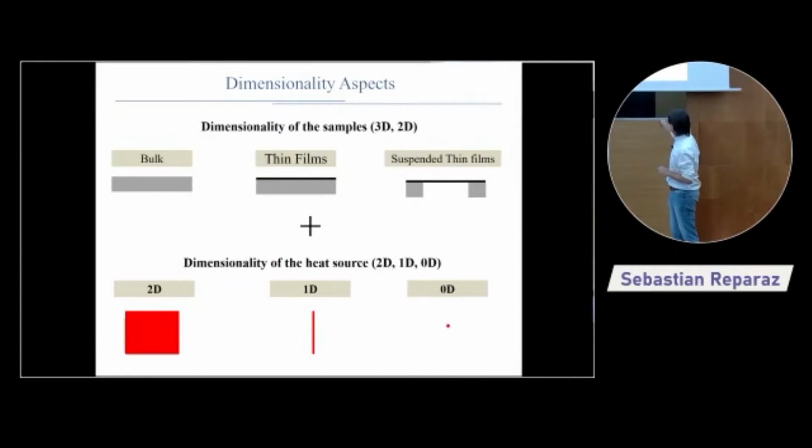But then it has a key role, and you will see in a couple of slides why: the dimensionality of the heat source. Even if this is a two-dimensional heat source, a one-dimensional heat source, or a zero-dimensional heat source. And it will be through the combination of these two things that you will be able, for example, to prove anisotropic thermal transport. Okay, this will come later on in the second part of the presentation.